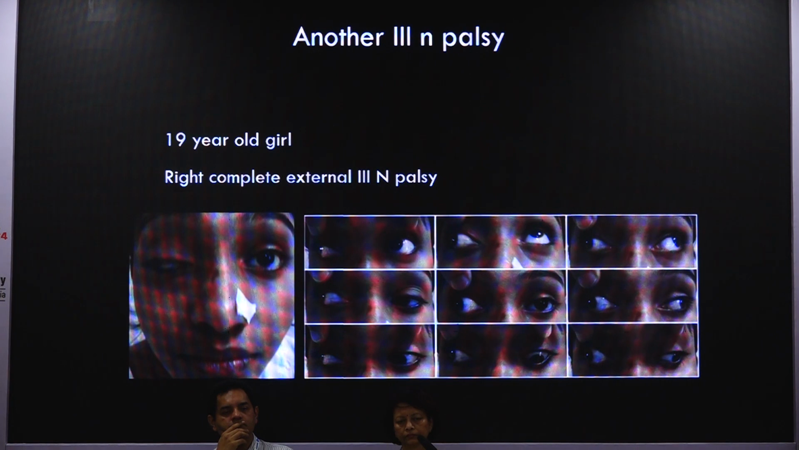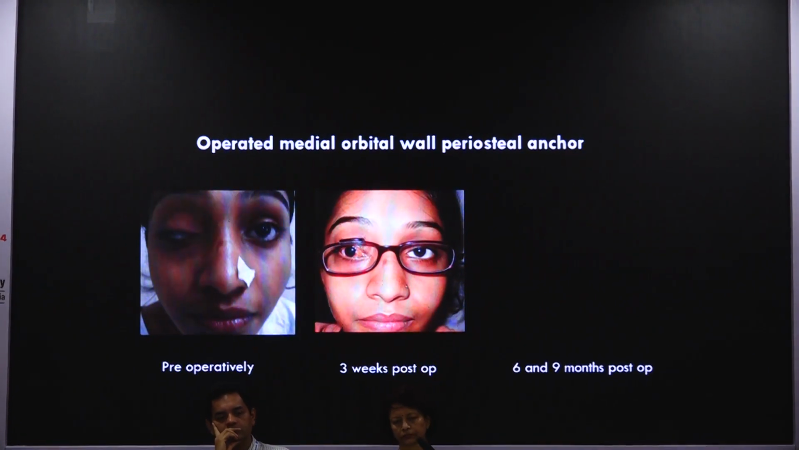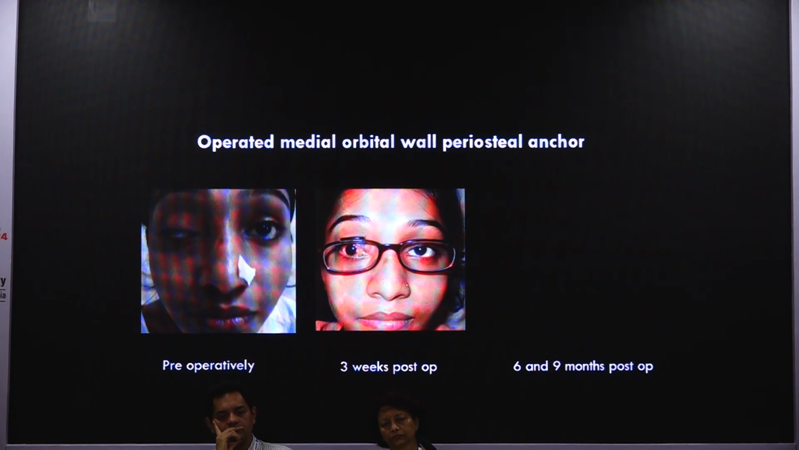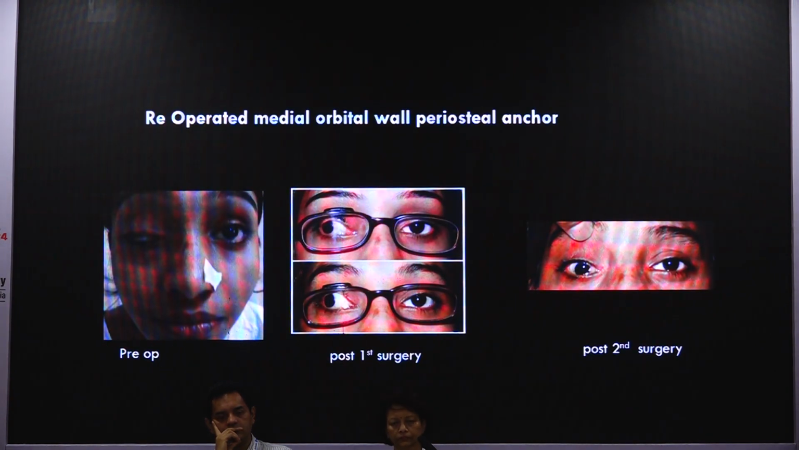So again, another third nerve palsy. But this was a previously operated medial orbital wall periosteal fixation done by me. Unfortunately, it failed. This was one of our initial cases, so now we overcorrect in the initial go itself. You can see that very quickly she came back with a fair amount of recurrence. And this was definitely not what she was willing to accept. So we went in again and did the same surgery again. So a medial periosteal wall fixation can be done even in these cases.